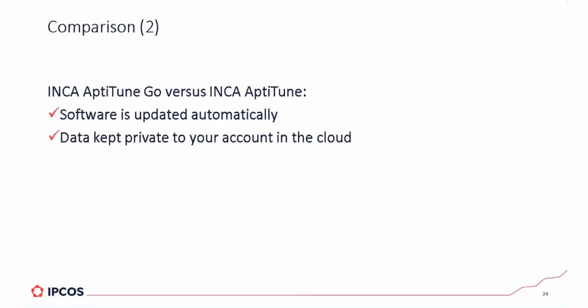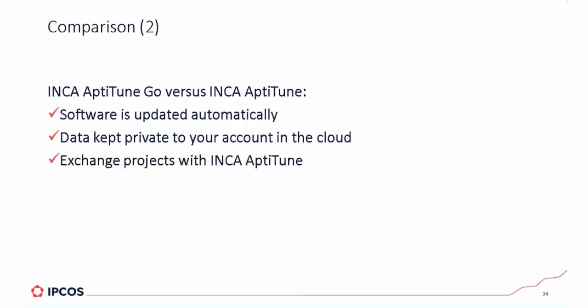And another difference between AptiTune GO and AptiTune is that your data for AptiTune GO is private to your account in the cloud. The home folder that I showed, only your account can access that, and Amazon obviously has access to it. So other people can't use it, but your data is in the cloud, and you can only get it from the cloud when you are logged on to this AppStream session, because only then is this upload and download functionality available.